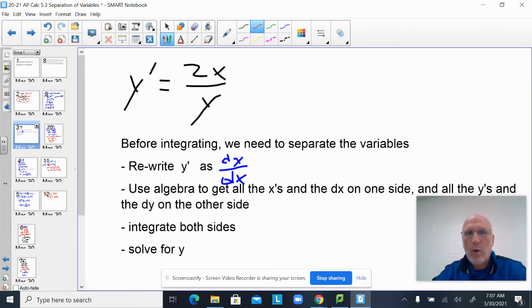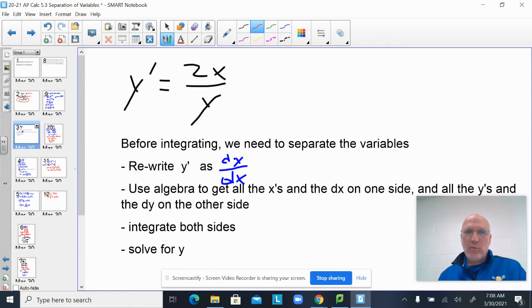Like the one at top there, y prime equals 2x over y. And the fact that the function on the right has both x's and y's, I can't just take the integral of that because I don't know how to take the integral of 2x over y. So here's where this technique of separation of variables works.